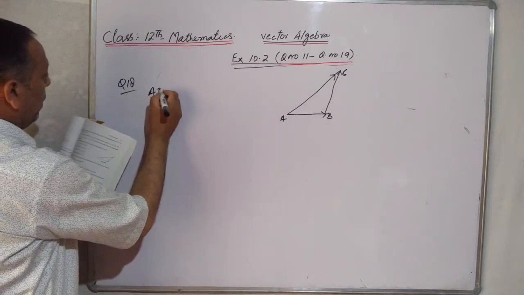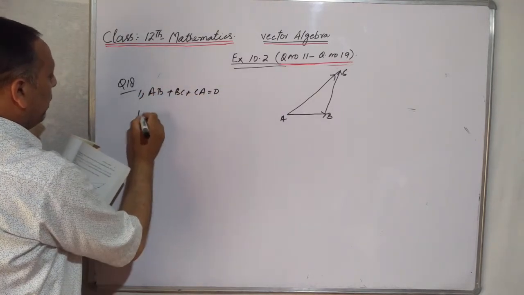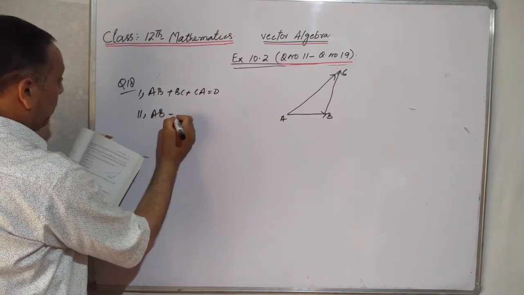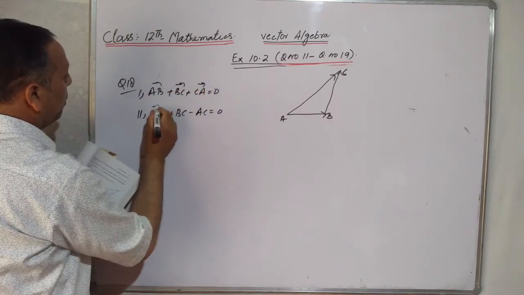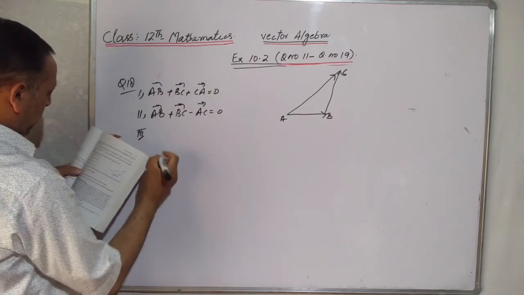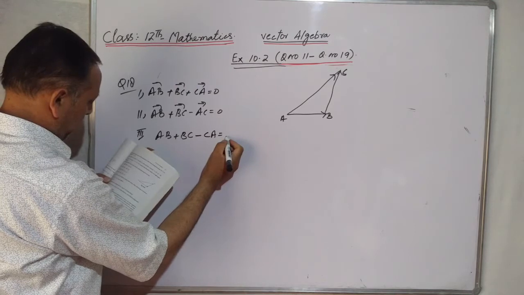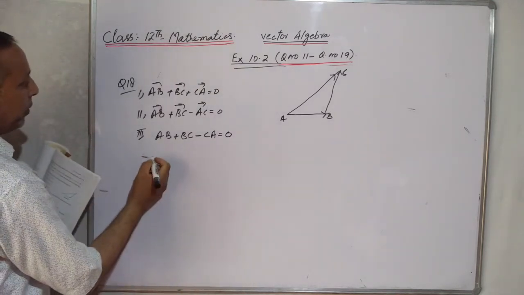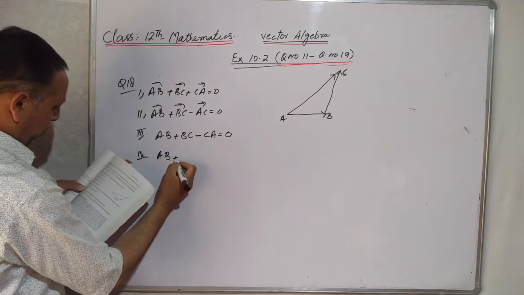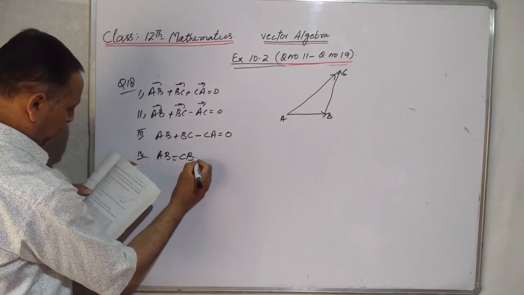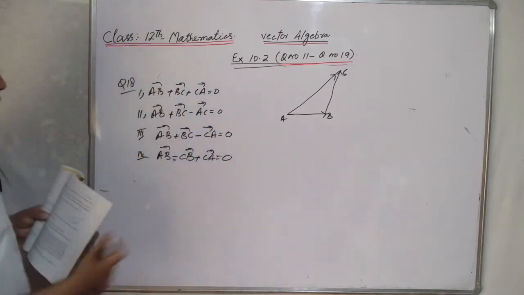First is AB plus BC plus CA is equal to 0. Second is AB plus BC minus AC is equal to 0. Third is AB plus BC minus CA is equal to 0. And fourth is AB minus CB plus CA is equal to 0. Which of these is not true?